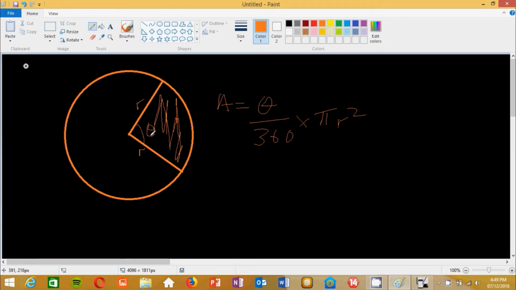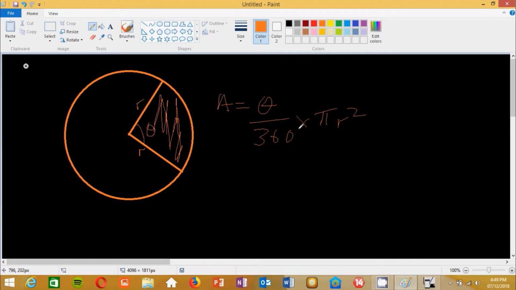This is something you've been doing. If you're given the angle theta in degrees, you're simply going to divide that by 360, and then multiply by the area of the entire circle, which is pi r squared. But this is when your theta is in degrees. What about if the unit for this theta was actually radians? Then how would you find the area of a circle? Because the formulas change a lot when we're dealing with radians.